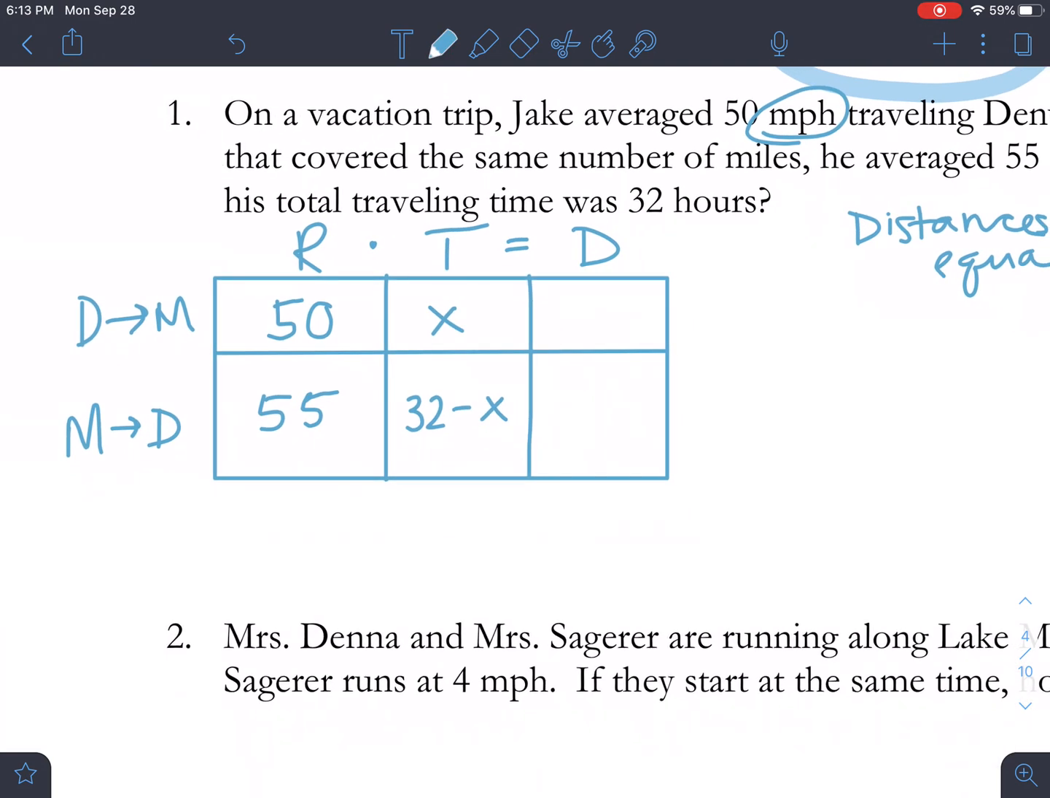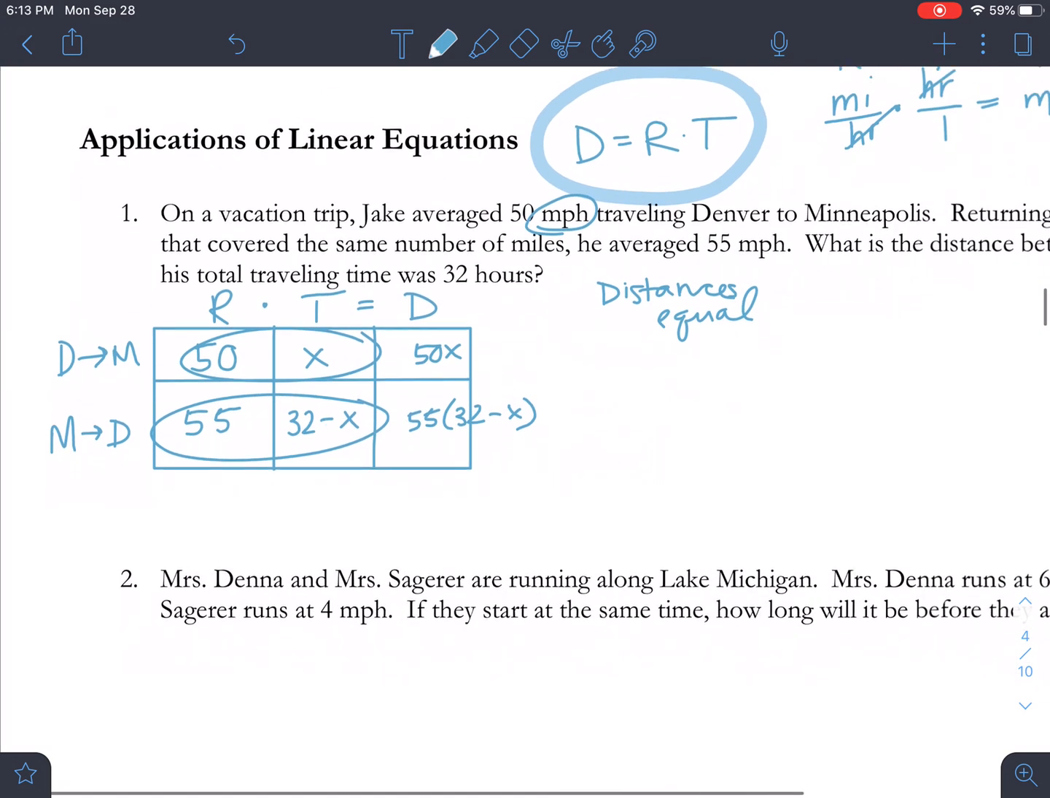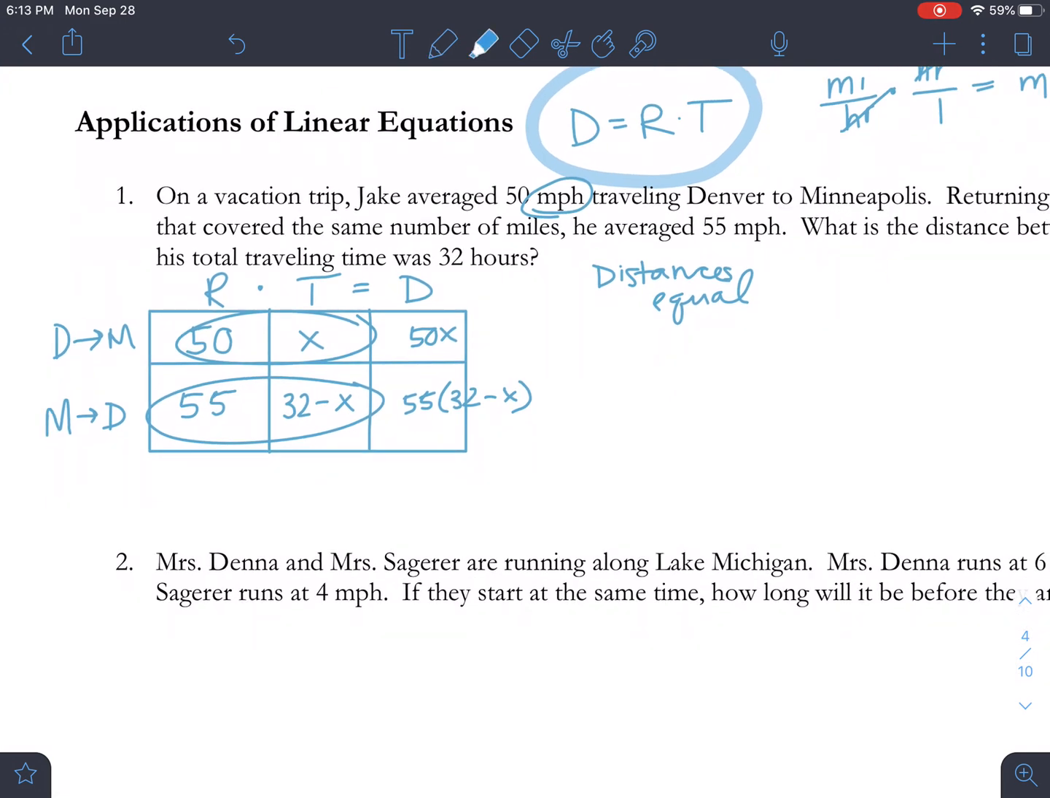We don't have any more information about the distance, but we can say that rate times time is the distance. So 50x is the first distance, and the second distance is 55 times 32 minus x. Now, I wrote a little note that's going to be really important here: the distances were equal. His distance on the way there, his rate times time, was equal to his distance, or his rate times time, on the way back. Now you could switch. This could be 32 minus x, and this could be x, just as a heads up. We'll get the same answer in the end.